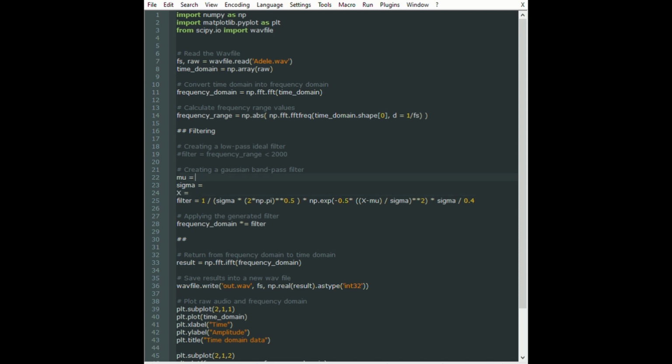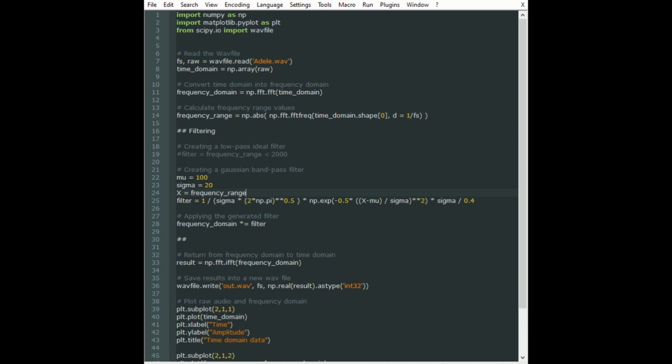And then we can set the location of the Gaussian using mu and the width of the Gaussian using sigma. And then we can use the frequency range as the input for the Gaussian to calculate the filter.